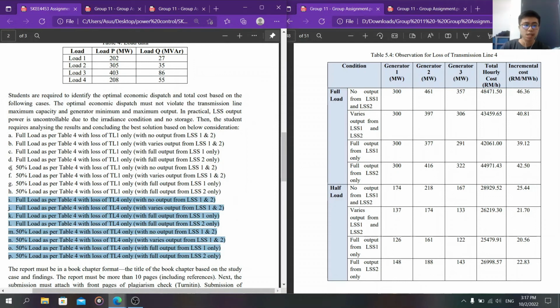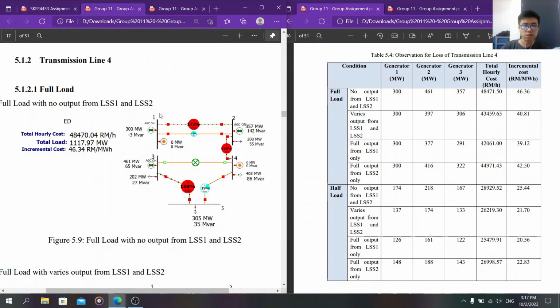So for my part, I'm going to do a simulation from part I to part T with condition loss of transmission line 4 with adding new transmission line. So this is the base circuit with loss of transmission line 4.